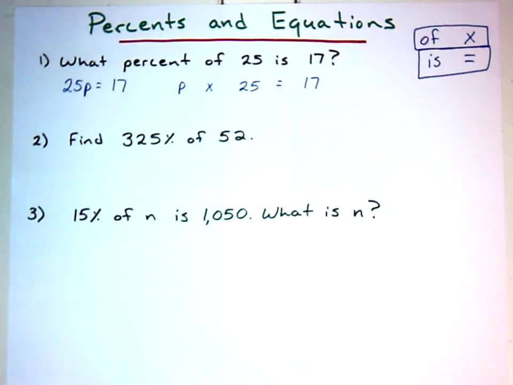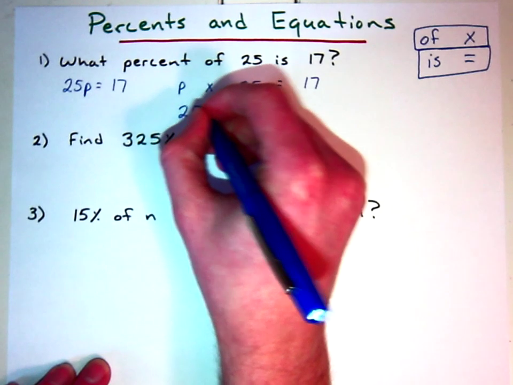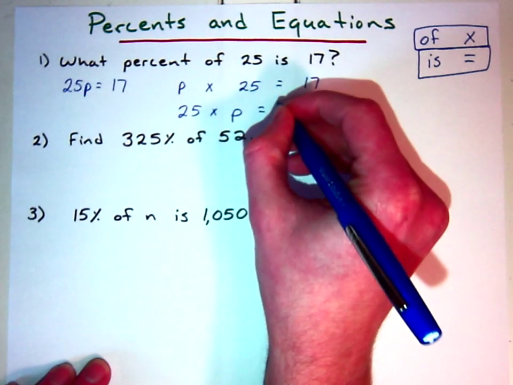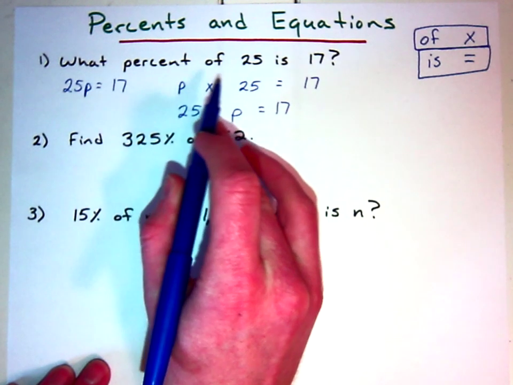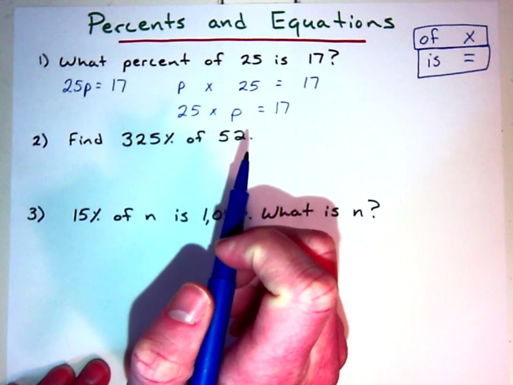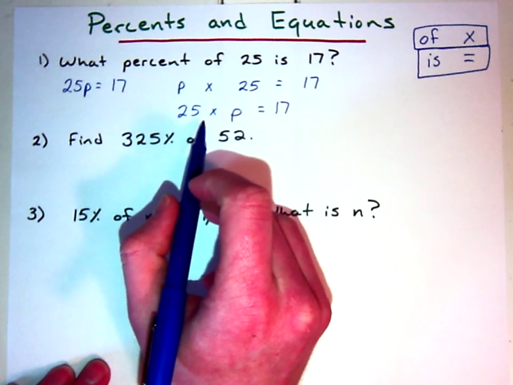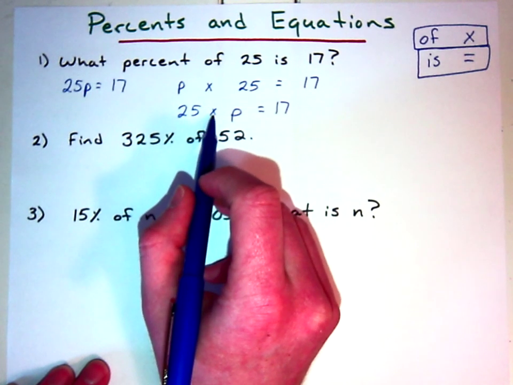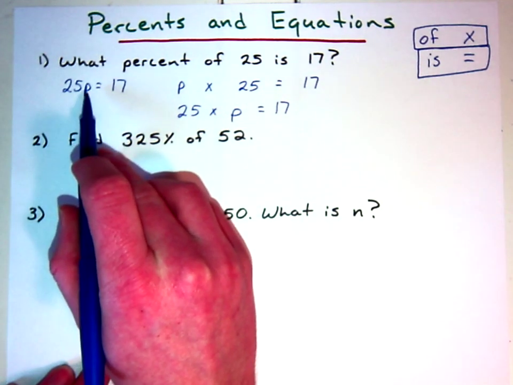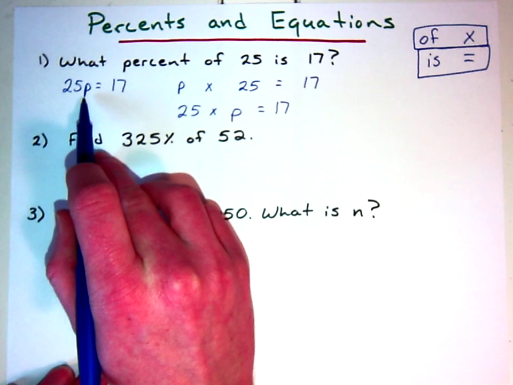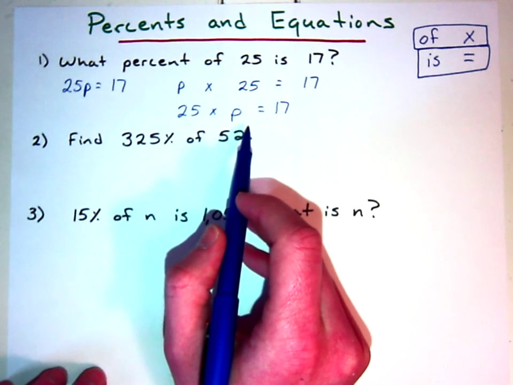Okay, now, how did I get there? Because it looks slightly different. Well, first of all, I used the commutative property of multiplication, saying that 25 multiplied by P equals 17. That's the commutative property, saying I can rearrange this multiplication problem. It will still be the same thing. And then the next thing I did was I eliminated that multiplication, because anytime a number is next to a variable, that means multiplication. This means 25 times P. So I just simplified it, made it more concise.